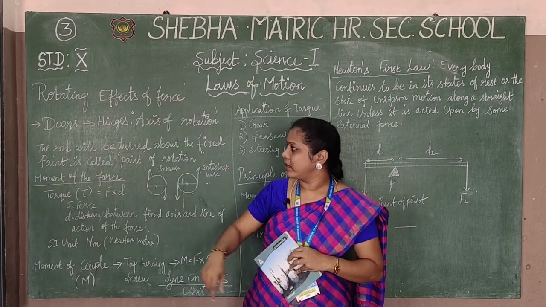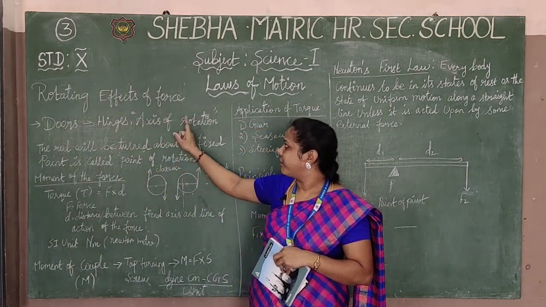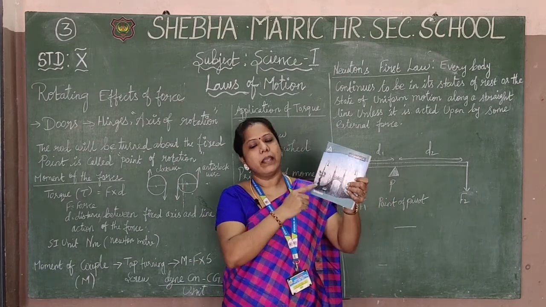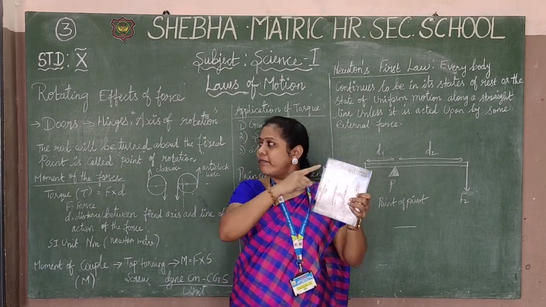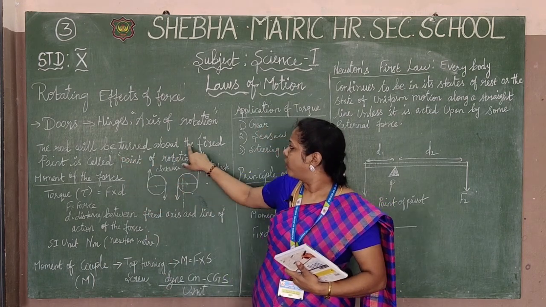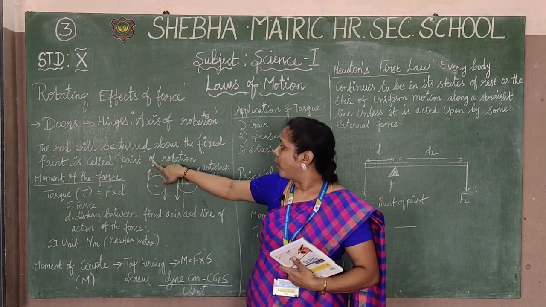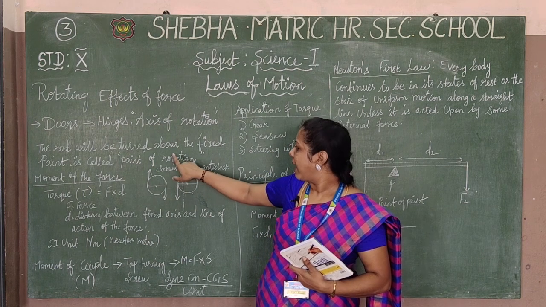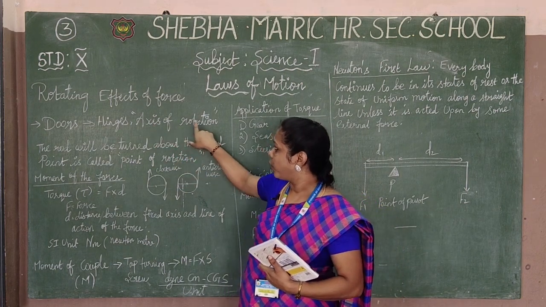Can you understand about that using the doors, hinges and axis of rotation? These hinges are called the axis of rotation, and the rod will be turned about the fixed point. It's called the point of rotation, as well as the axis of rotation.